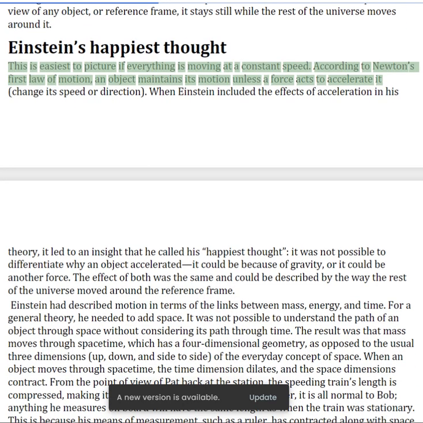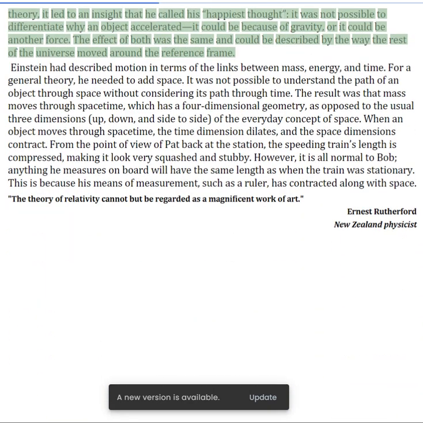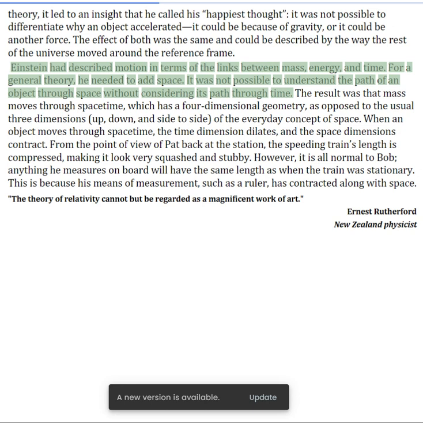This is easiest to picture if everything is moving at a constant speed. According to Newton's first law of motion, an object maintains its motion unless a force acts to accelerate it. When Einstein included the effects of acceleration in his theory, it led to an insight that he called his happiest thought. It was not possible to differentiate why an object accelerated. It could be because of gravity, or it could be another force. The effect of both was the same and could be described by the way the rest of the universe moved around the reference frame.